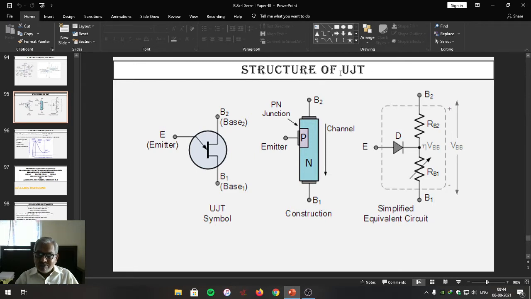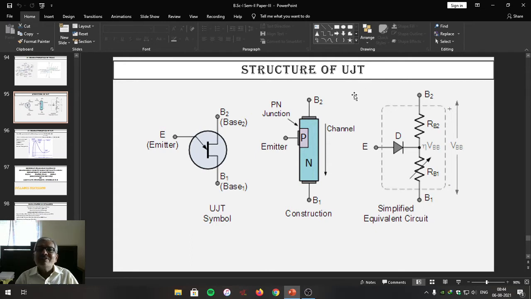Uni means one. A transistor having only one junction is called a uni-junction transistor. Friends, please do remember that a diode has one junction, BJT has two junctions, SCR has three junctions. Now we are going to study UJT as another type of transistor having only one junction.